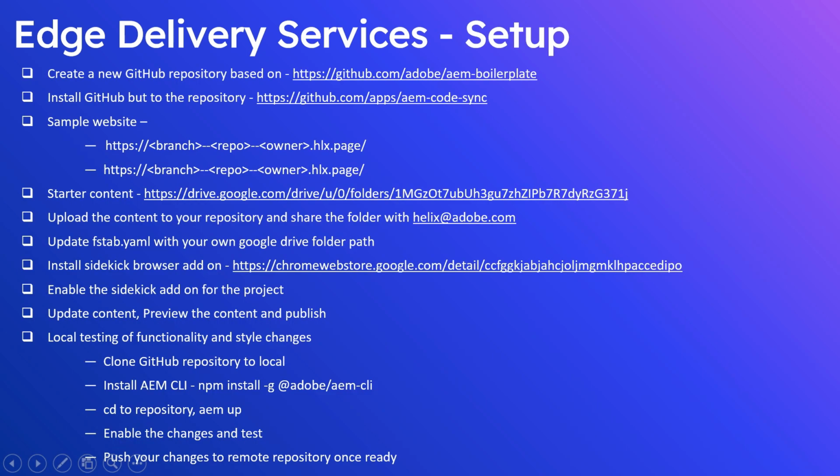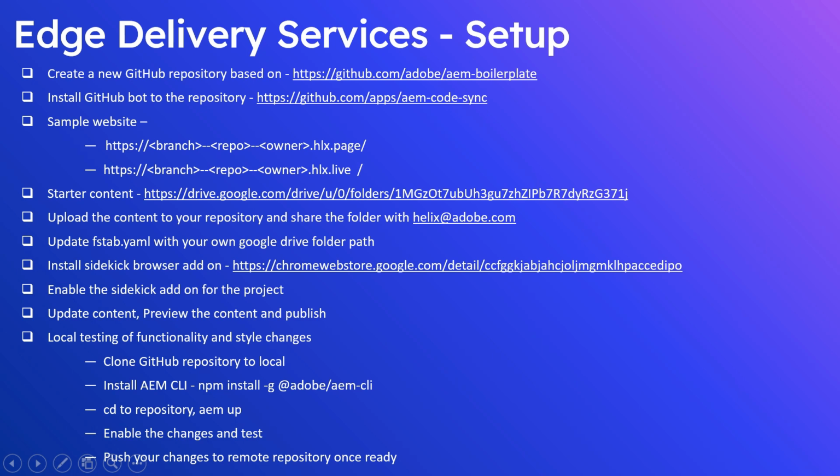Let us quickly see the step-by-step setup details. Some of the details we already discussed may be repeated. As a first step, create a new GitHub repository based on the AEM boilerplate template. Install the GitHub bot to the repository from https://github.com/apps/aem-code-sync. You should be able to access the sample website through this URL pattern: https://branch, let's assume main, --repo, the repository name, --owner, the repository owner, .hlx.page. This is the preview URL. Then the same thing with .hlx.live is the live URL.